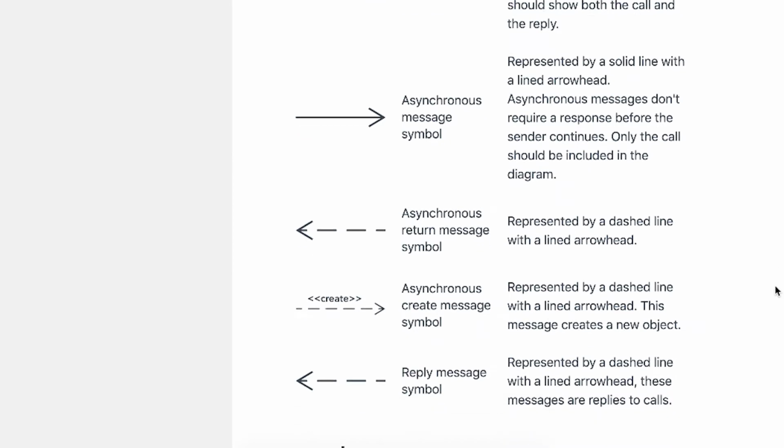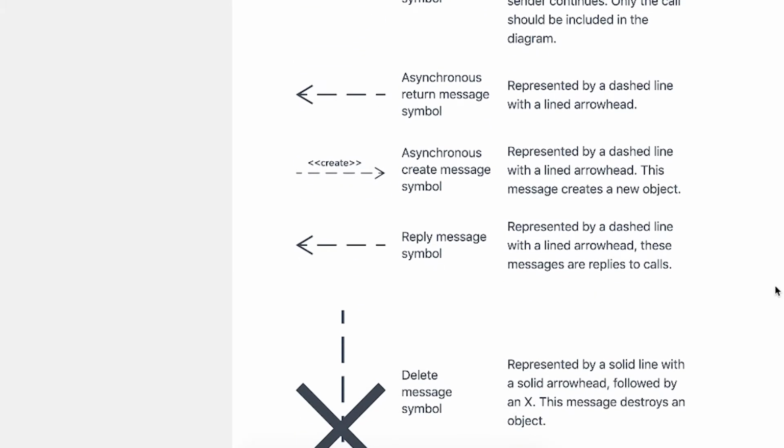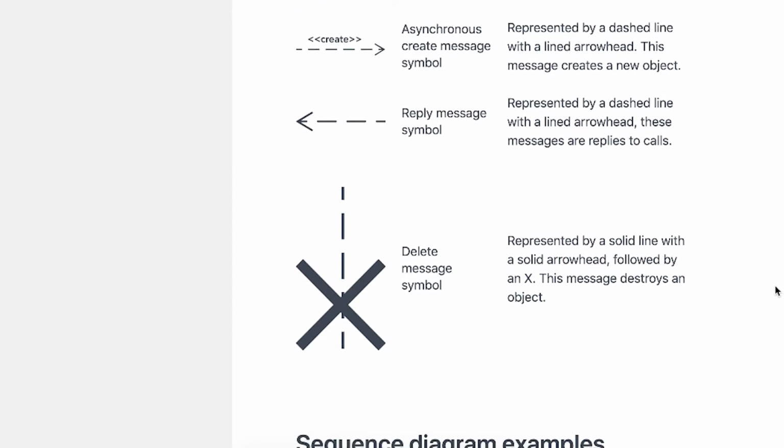Okay. And we've also got two special types of message symbols. One is called an asynchronous create message symbol, which allows us to create a new object. So it's creating a new object, and when that object is created, it's created asynchronously, so the receiver doesn't have to wait. And finally, we've got a delete message symbol, and that's expressed as a big X on the lifeline.